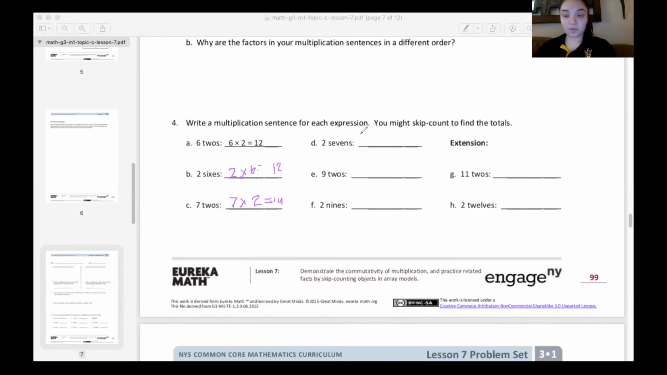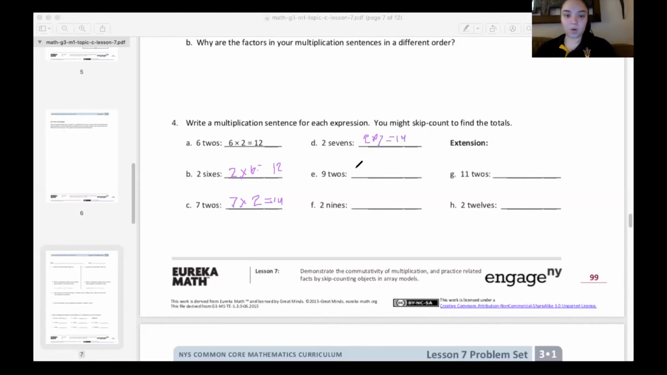Now I have 2 groups of 7. Go ahead and try that one on your own. You can press pause, and I'm going to go ahead and keep going. So 2 groups of 7. I have 2 groups with 7 in each group equals the same thing, equals 14.